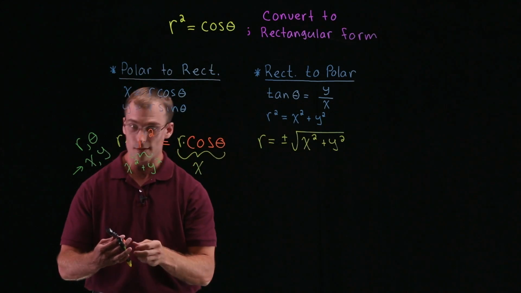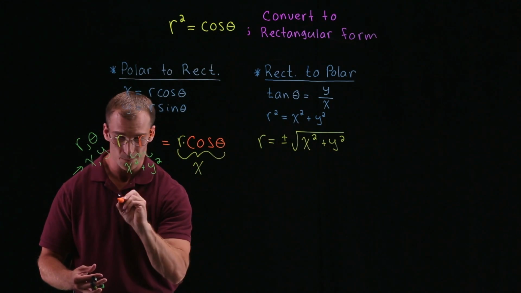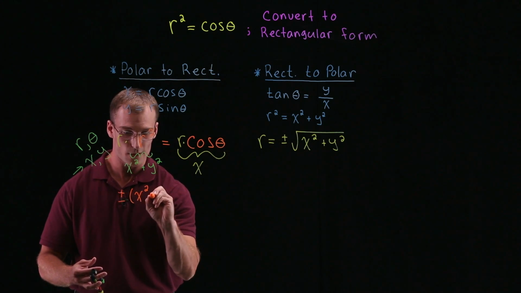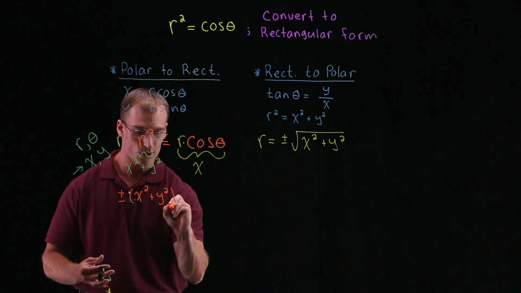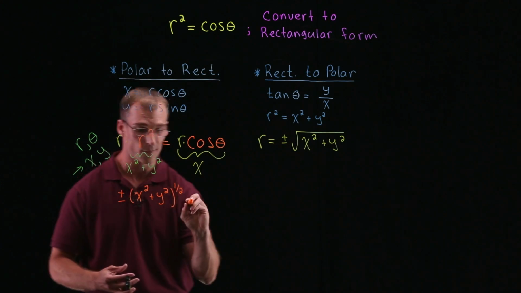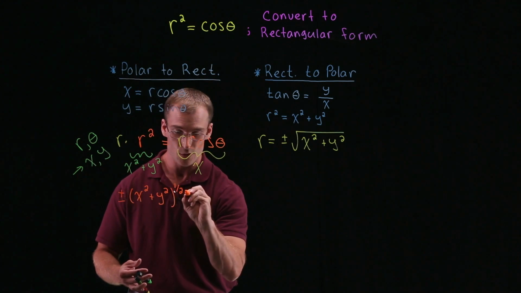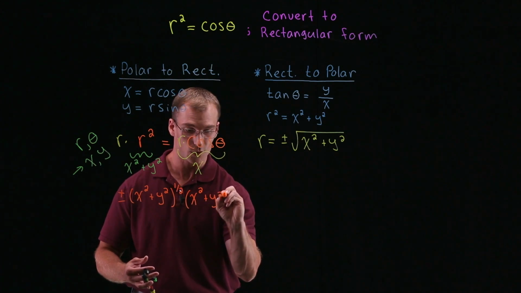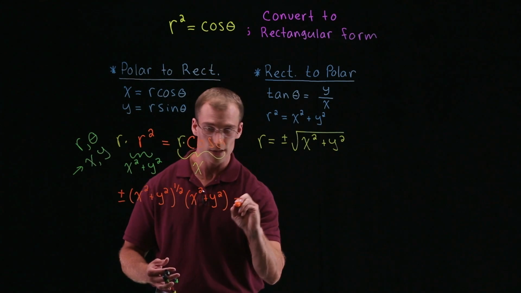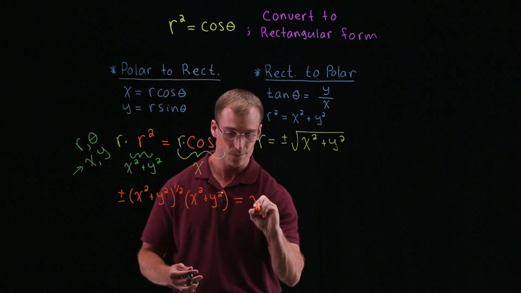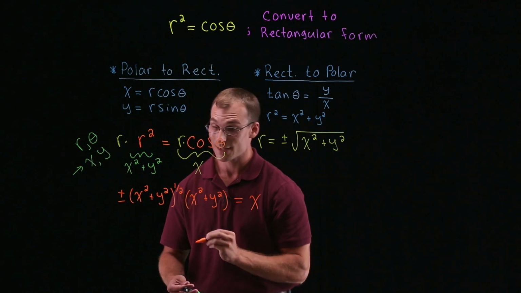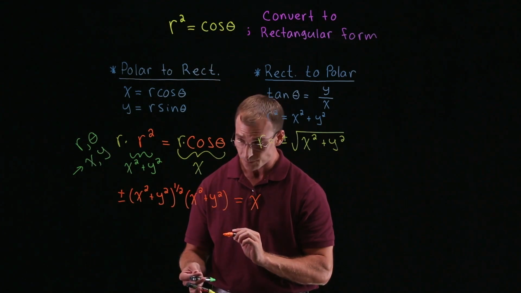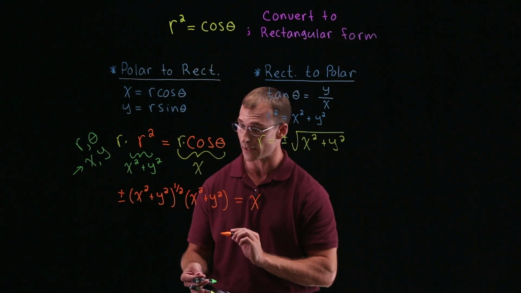So let's go ahead and rewrite it, clean it up a bit. So r, right, is plus or minus x squared plus y squared to the 1/2 power, times r squared, which was x squared plus y squared, and that is all equal to x. Okay, now technically we're done. We've turned everything from r's and thetas into terms of x's and y's, but we'll go ahead and try and clean it up just a little bit.